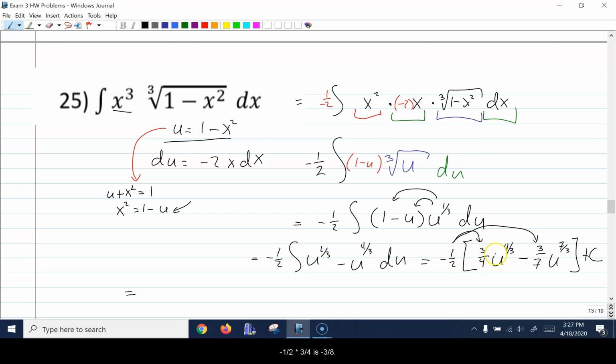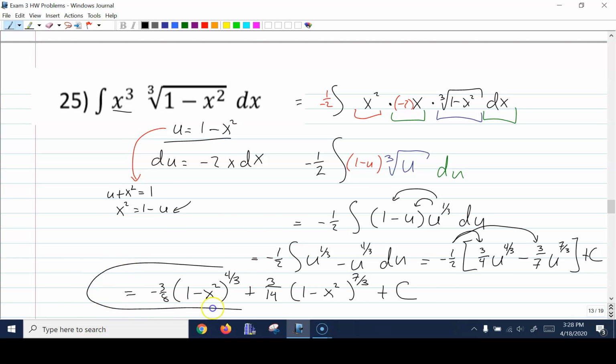Negative 1/2 times 3/4 is negative 3/8. Stuff to the 4/3 where my stuff was 1 minus x squared. Negative 1/2 times negative 3/7 makes positive 3/14. Stuff to the 7/3 where the stuff is still 1 minus x squared. Plus c. I think this is right.